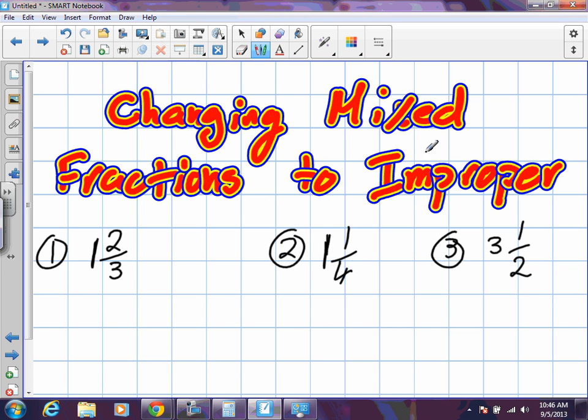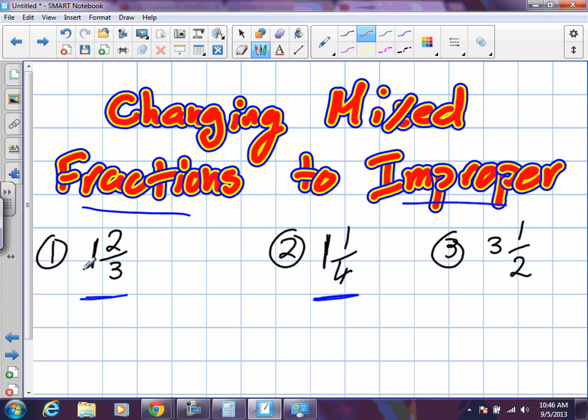Okay, so we're going to go into changing mixed fractions into improper. These are mixed. When changing mixed fractions into improper, what we have to realize is the whole numbers are very similar to almost addition questions. So I'm going to show you maybe two different ways to do this.